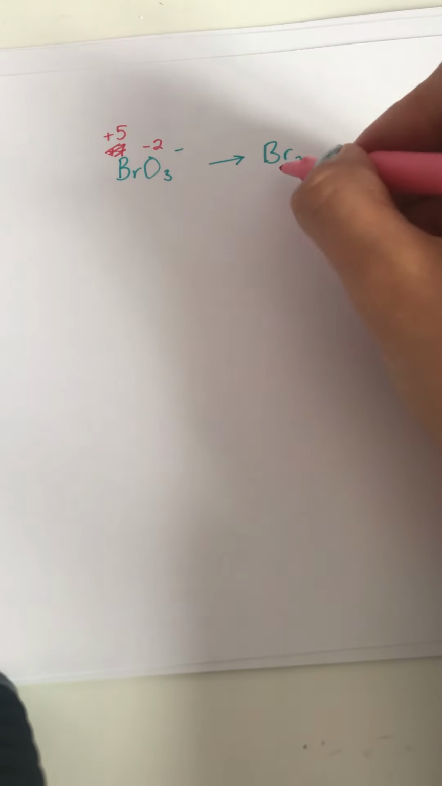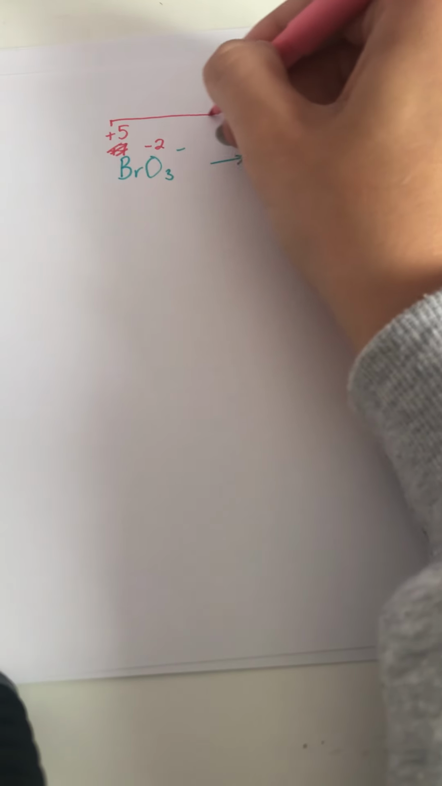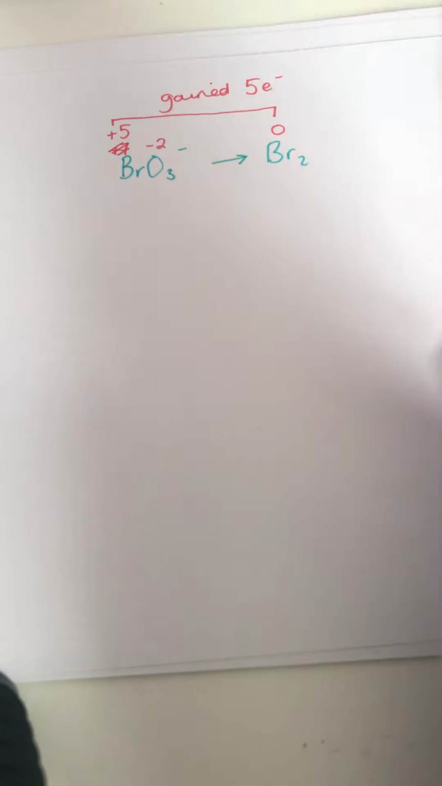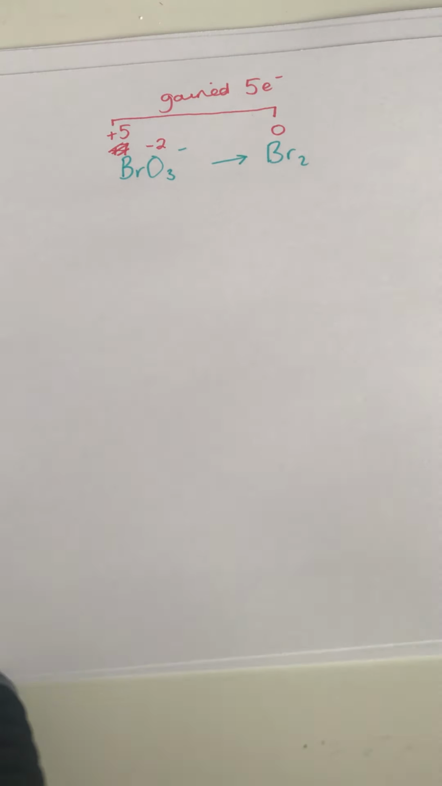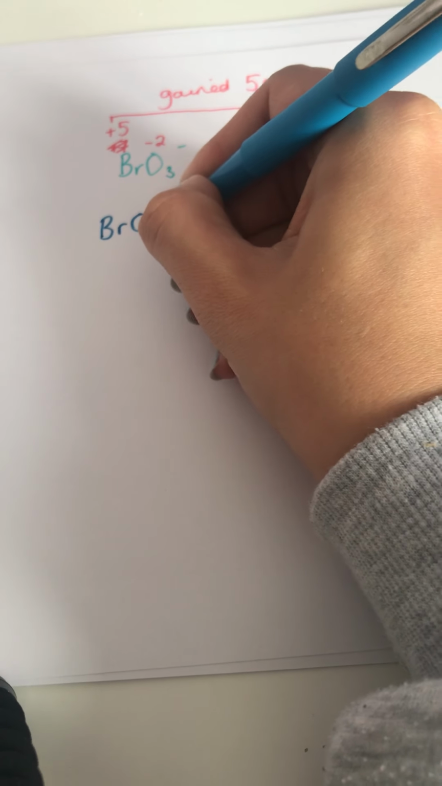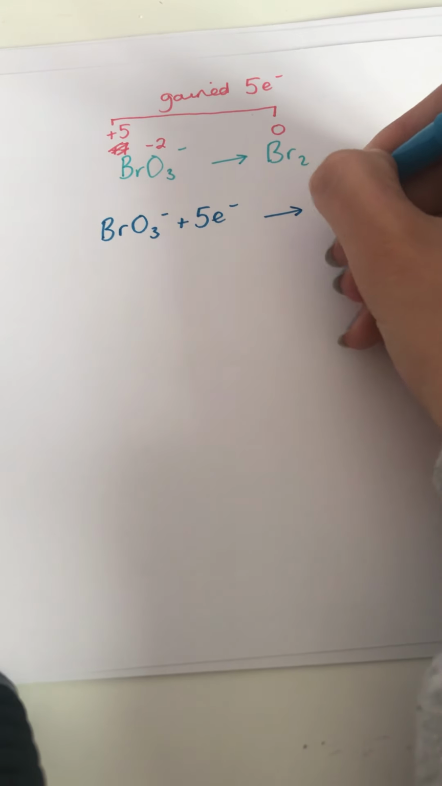Br2 then, because it is in its elemental form, will have an oxidation state of 0. So we've gone from +5 to 0. We have gained 5 electrons, or Br has been reduced. So now that we know this, we can rewrite it with our electrons. So BrO3 minus plus 5 electrons will give us Br2.